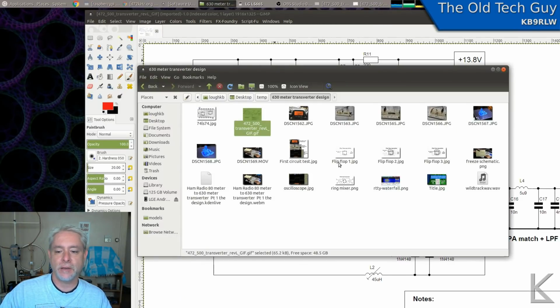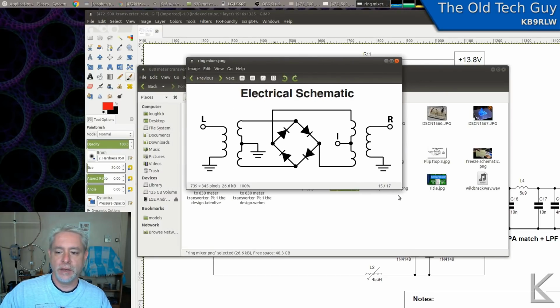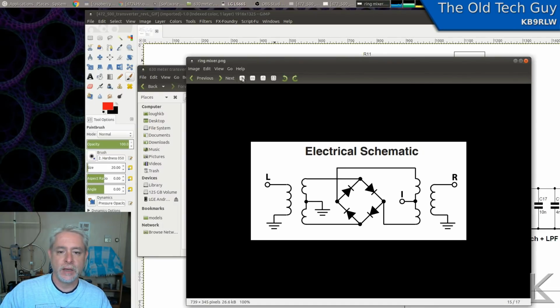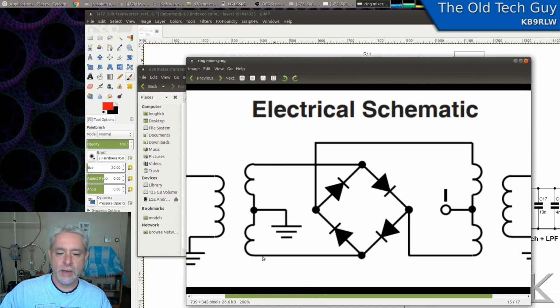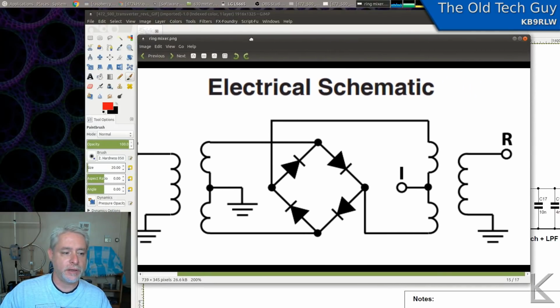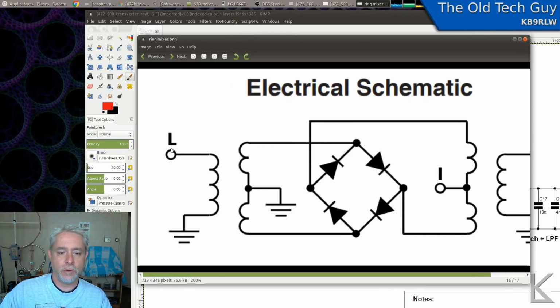Let's take a look at what a mixer looks like schematically. This is what's inside that chip, and it is what's called a diode ring mixer. Okay, that should be big enough where you can see it. This is your local oscillator input over here on the left side.